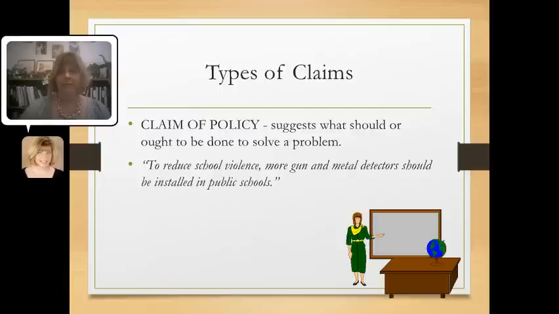Now, in this case, you'd have to have a claim of fact that everyone would accept, that there is indeed school violence, and then you'd have to have a claim of value, where we all think that school violence is a bad thing and something should be done about it. Once you have those two types of claims, then you can have a claim of policy that says the next thing that should happen is this specific action of having gun and metal detectors installed in public schools in order to solve what you're saying is the problem.